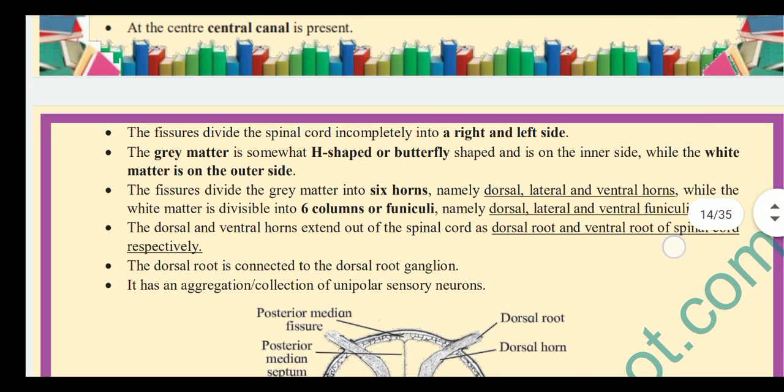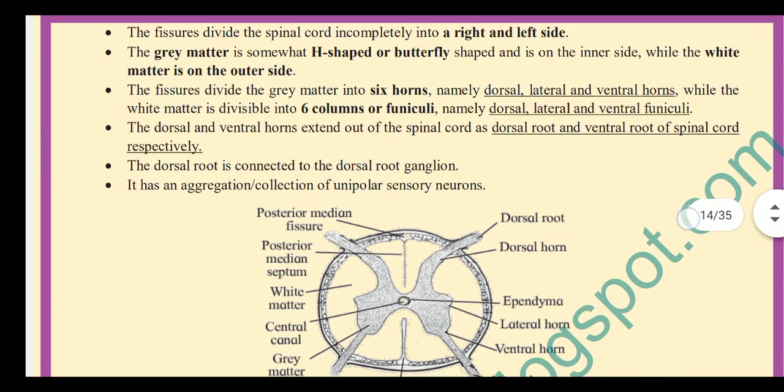At the center, the central canal is present. There is a cavity exactly in the middle. The fissure divides the spinal cord incompletely into right and left sides. Why is it incomplete? Because it again meets at the center. So the gray matter is somewhat H-shaped, or butterfly-shaped, and is on the inner side, surrounded by the white matter on the outside.